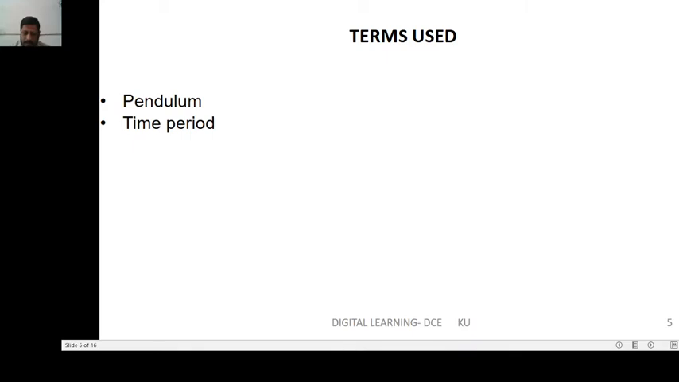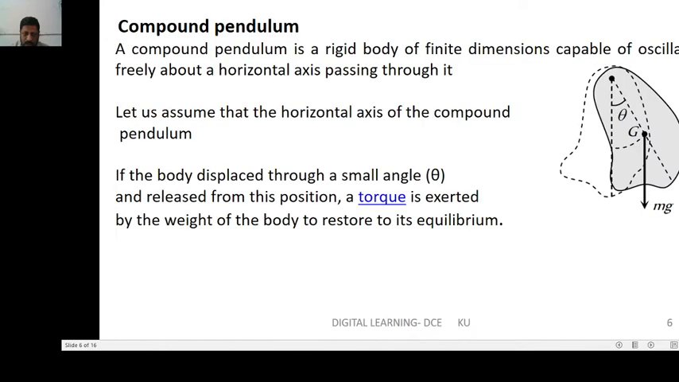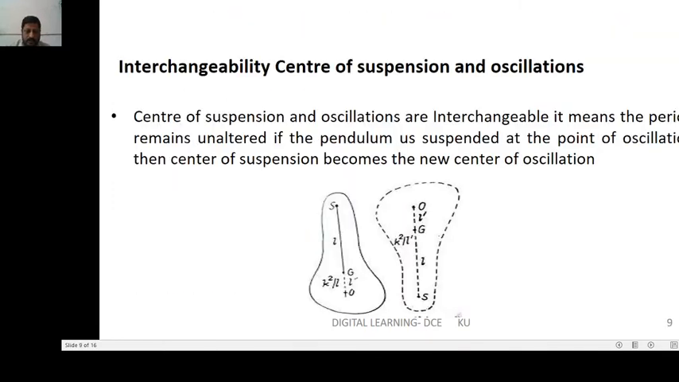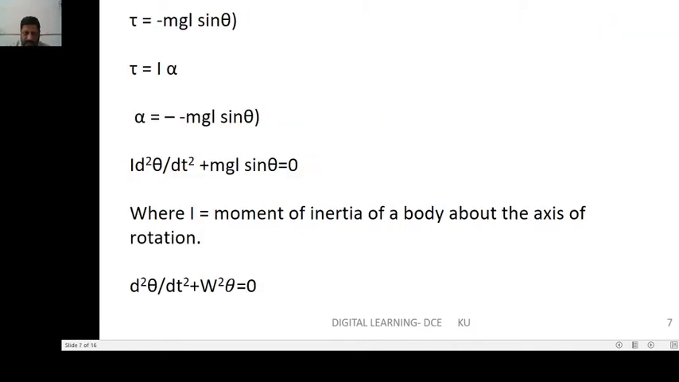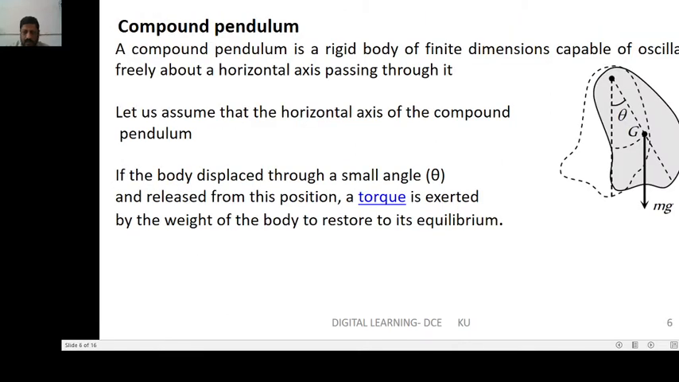Period is defined as the time taken to complete one to and fro motion or one oscillation. So to derive the time period of oscillations, which is T equals 2 pi into square root of (k square plus L square) divided by gL, the compound pendulum is used as shown in this diagram.